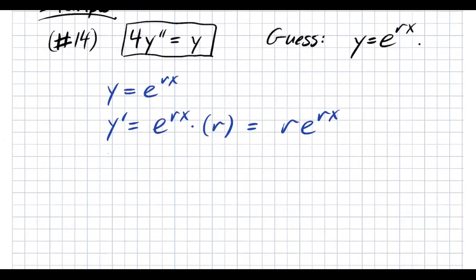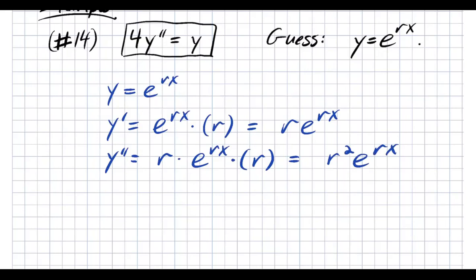And then we do need the second derivative as well. So this will be r times the derivative of the outside function, and then times the derivative of the inside function. The derivative of r times x with respect to x is r. So in total, we get r squared e to the rx. So that's the second derivative.